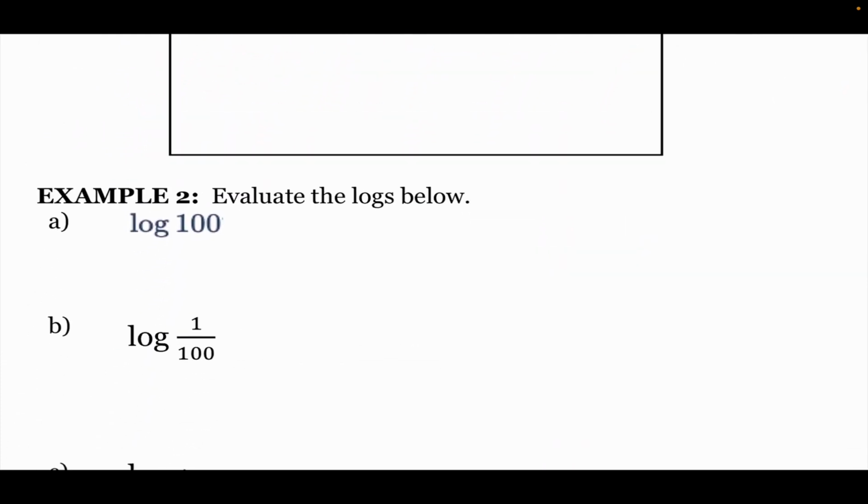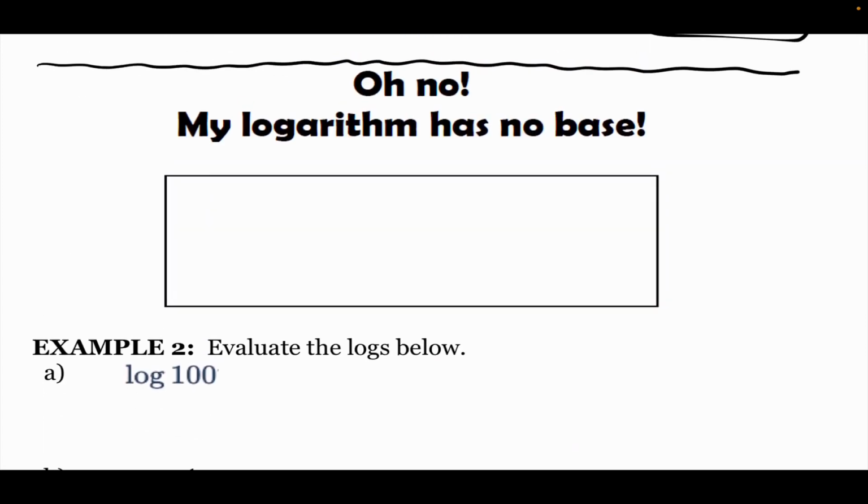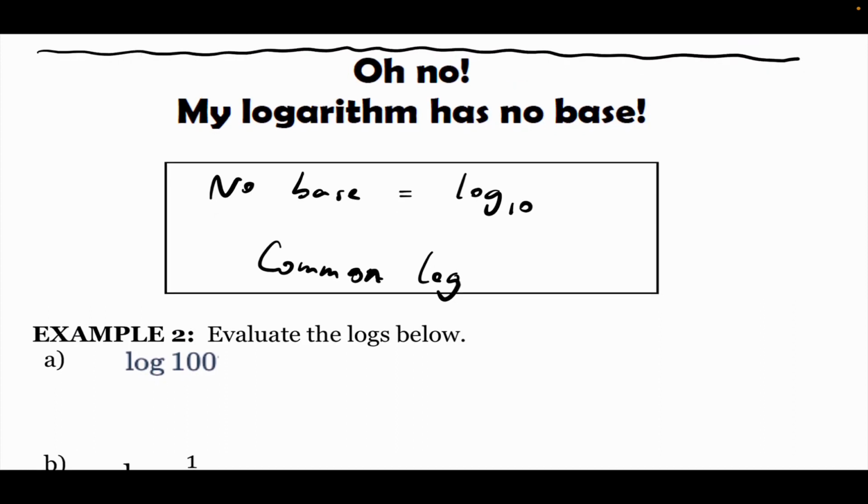Sometimes you're going to run into logs like number 2, A, B, and C, that don't have a base. They're missing a base. Well, no base, give it a base of 10. So each of these guys are going to have bases of 10. It's called a common log. It's so common that they don't write it. In fact, that's the button you have on your calculator. The button just says the word log, it doesn't have a base with it because it's a common log.